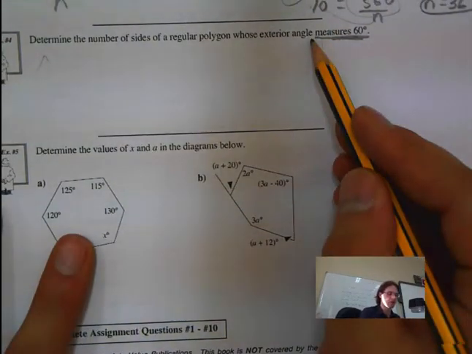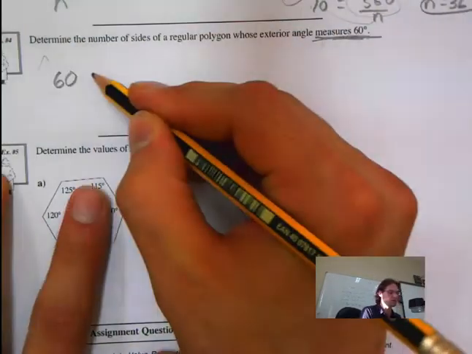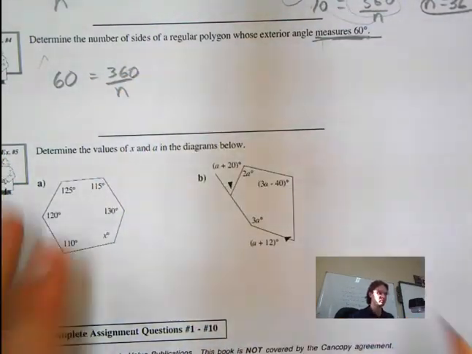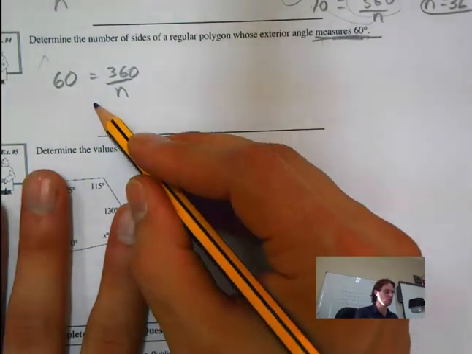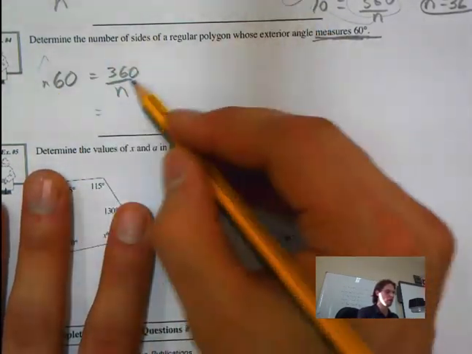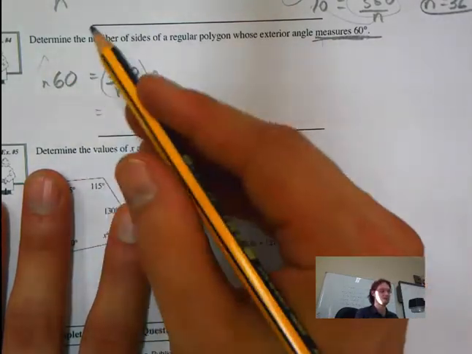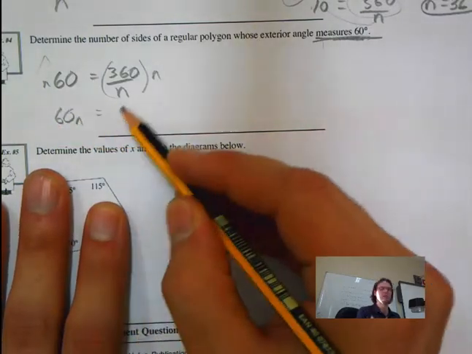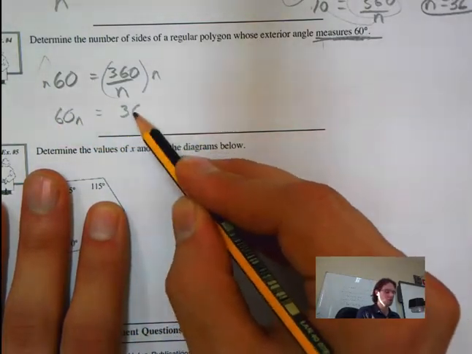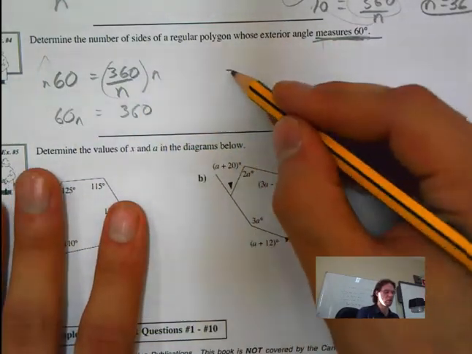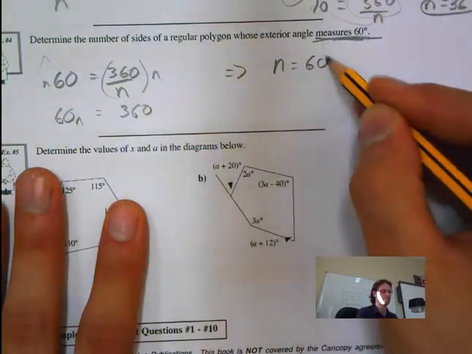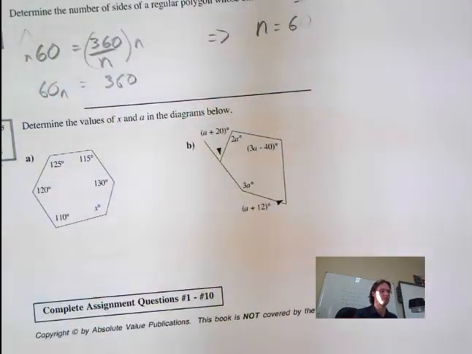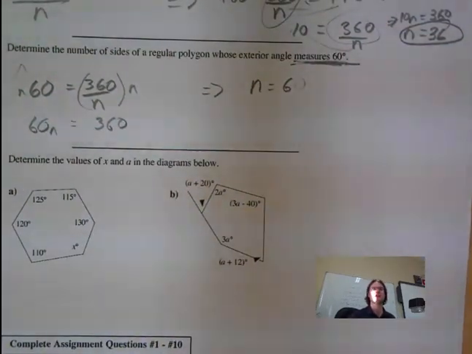So we know the exterior angle is 60 degrees. So 60 is equal to 360 divided by n. All right? Now we continue this, and I'm going to multiply both sides by n to cancel off our n's, and we'll end up getting 60n is equal to 360. Divide both of those by 60, and I'm going to end up getting n is equal to 60. Oops, sorry, n is equal to 6, not 60. Divide both by 60, and I get n is equal to 6. So this is going to be a hexagon.